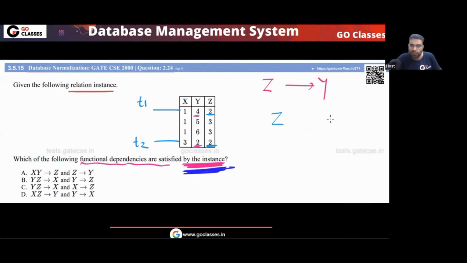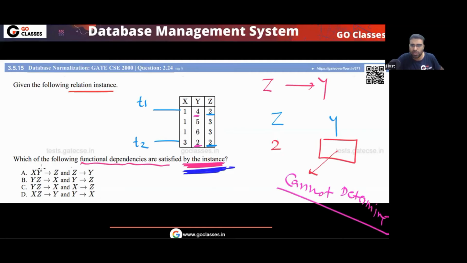So if I tell you the value of z, can you determine the value of y? We cannot determine. So by this instance, I can say this does not hold. Not satisfied. This instance will not satisfy this.